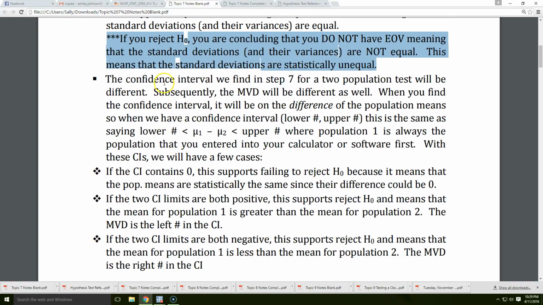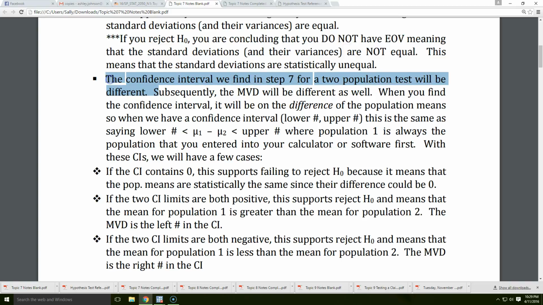And then my last note that I have before we start looking at a few problems is the confidence interval we find in step 7 for a 2 population test is different than what we had looked at with the 1 population test. Specifically, the difference of those 2 population means is what the confidence interval is going to tell us. So if we have 10 and 20 for our lower and our upper number, then that means that whatever you've put in first, that mean minus the data you've put in second is going to have the difference of these two numbers. So that will be much easier to see when we look at an exact example.